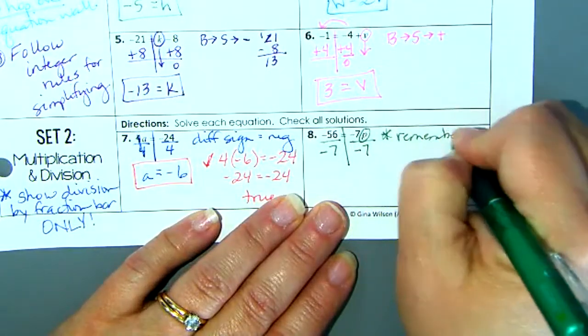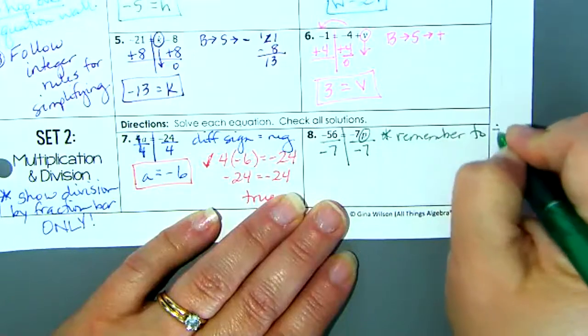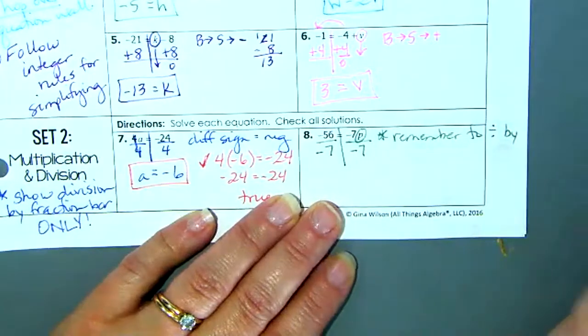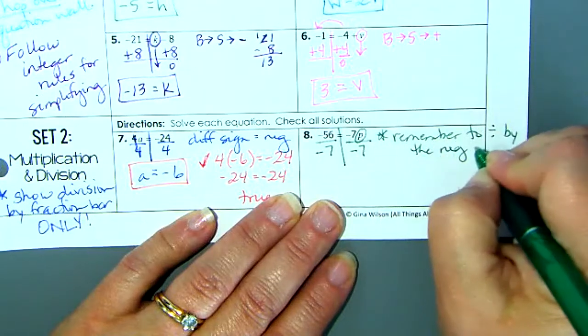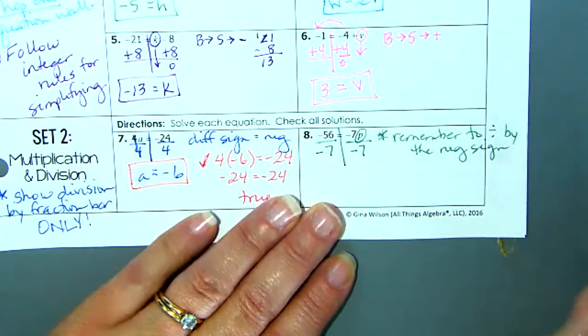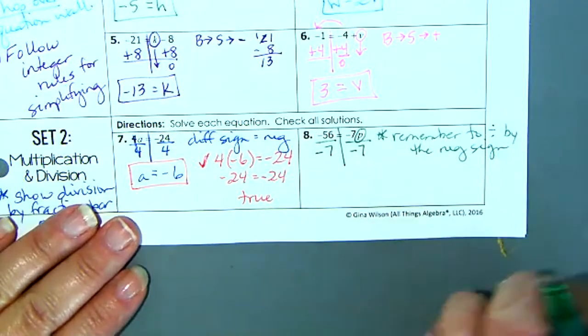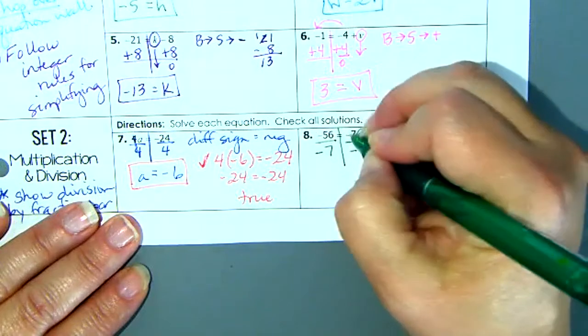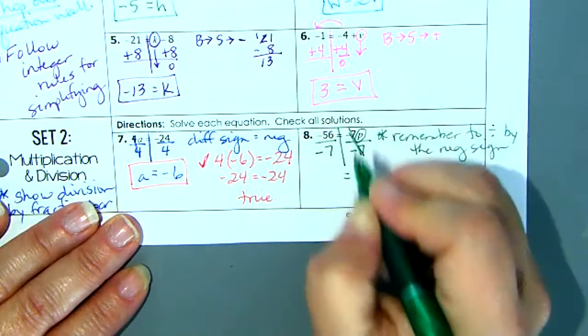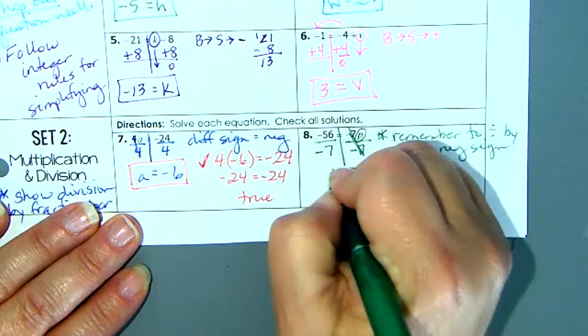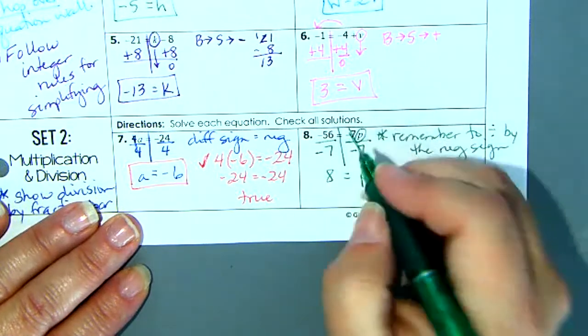Remember to divide by the negative sign. Okay, so now the -7 divided by -7 equals 1. So I'm going to have P equals -56 divided by -7 is 8.